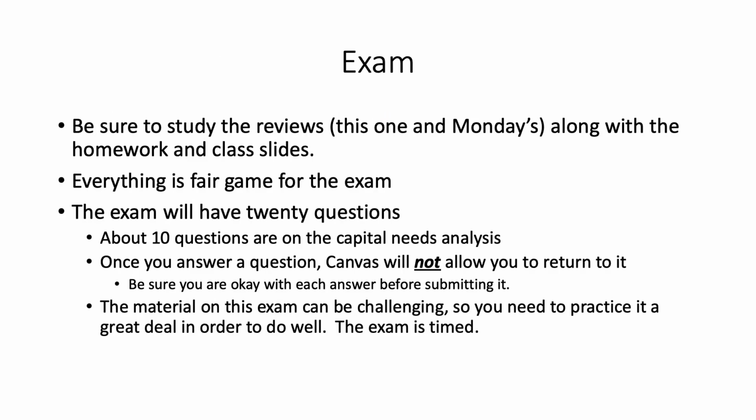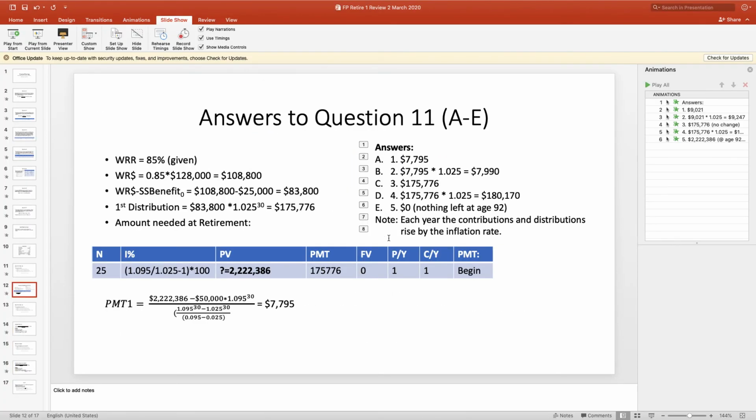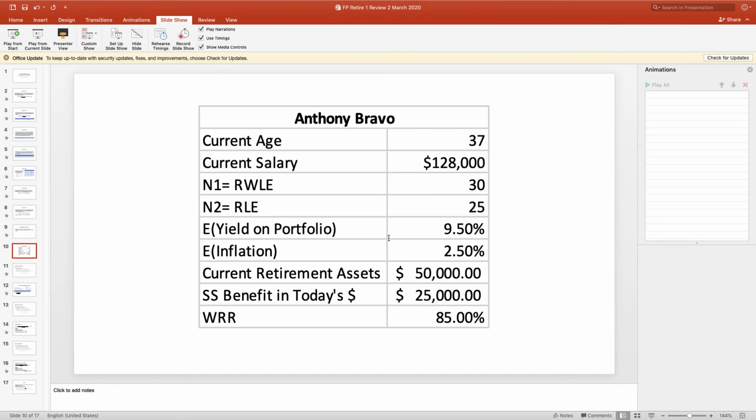Good. All right. The exam. Be sure to study the reviews on this one and Monday's, along with the homework and class slides. I suggest that you look at this, go back to the slide where I gave the input data, and do a complete capital needs analysis. Do it a bunch of times. We have plenty of time. We're all stuck in the house. Do it a bunch of times. When you get the exam, perhaps do your capital needs analysis first. Figure this all out, and then buzz through and answer all the questions.